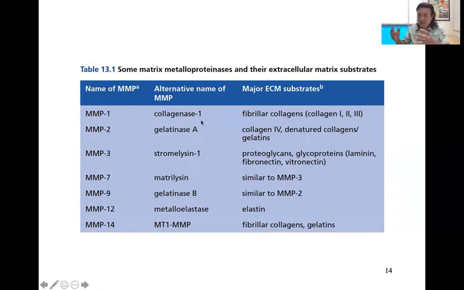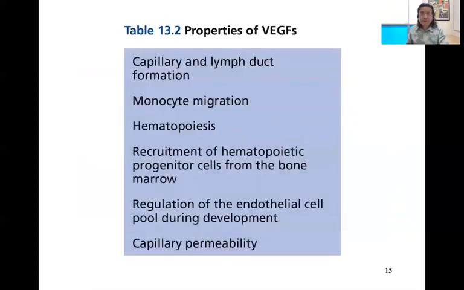Because they have to do with digesting the damaged stroma at the site of an injury to be able to remodel the tissue, clean it up to make way for new tissue to grow. Right. Here are some properties of vascular endothelial growth factors. So these signaling molecules that are released encourage capillary and lymph duct formation.